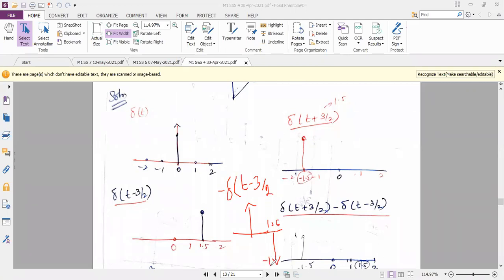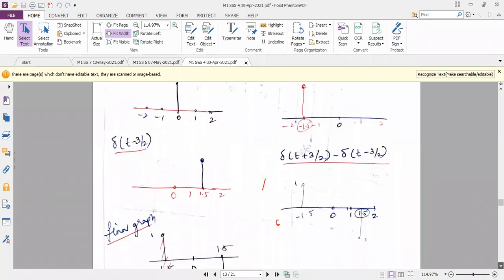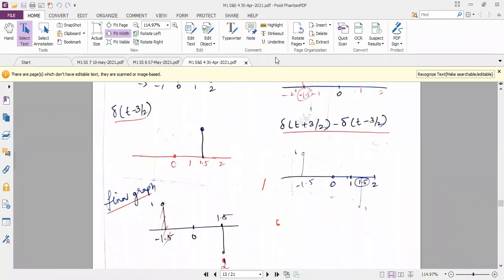Okay. So now, if you add delta of t plus 3 by 2 plus minus of delta of t minus 3 by 2, you just see whether you will get the signal which I am showing you on the screen. Is this the signal you are getting? Yes, ma'am. So now successfully we have completed everything.